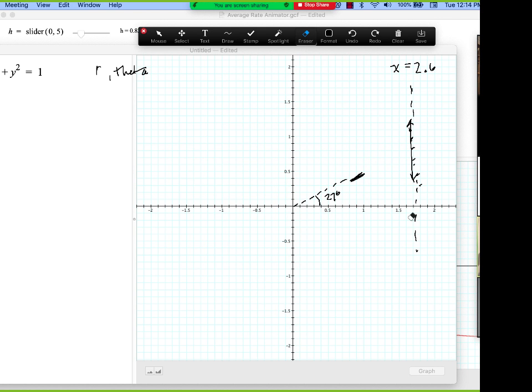So the nice thing about a vertical line is you have a constant that defines it, right? X equals 2.6. Do you have the same thing here? You have an angle. Okay. That defines it, maybe. Yeah, there are all these points for a constant angle.